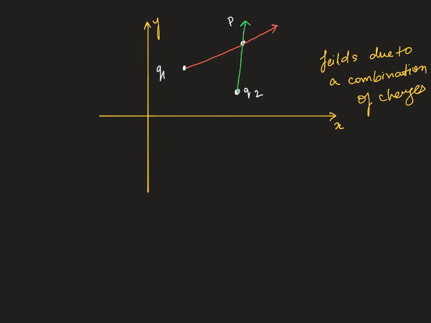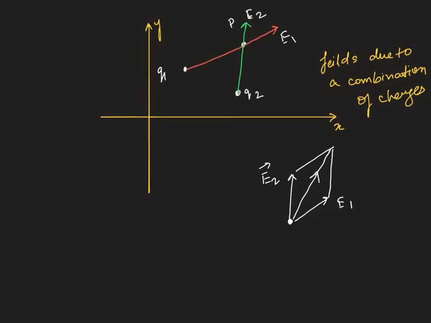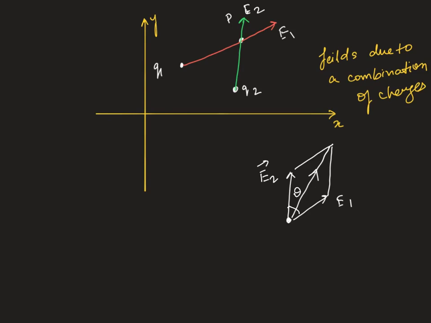And let me draw the point P again. There will be field due to Q1, this is E1, so let me call this E1, and field due to Q2, this is E2, so let me also call this E2. So what will be the resultant field? The resultant field is always the vector sum. Parallelogram law, do you remember the parallelogram law from the vectors in class 11th? So vector sum, and if you know the angle theta, it's very easy to find out the vector sum.